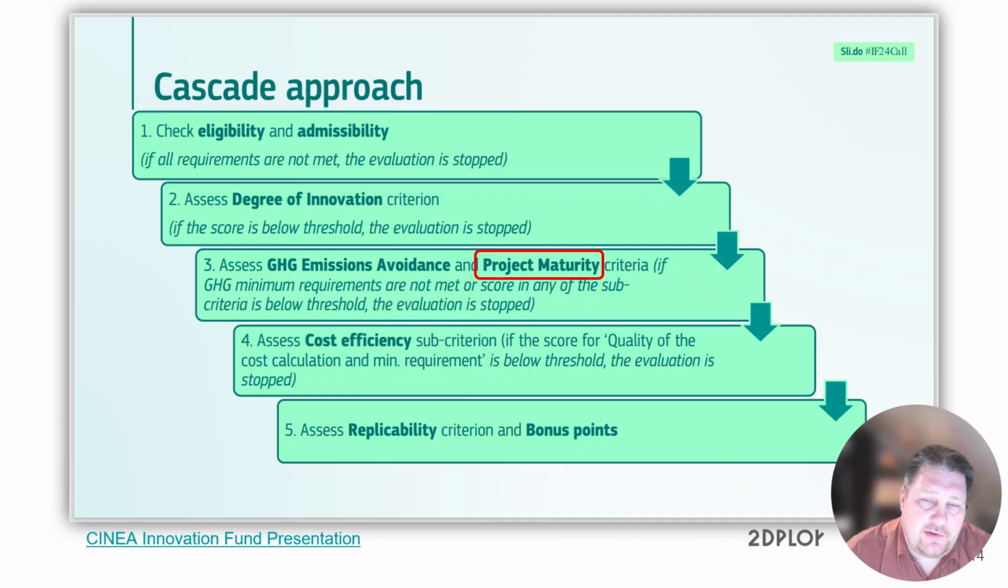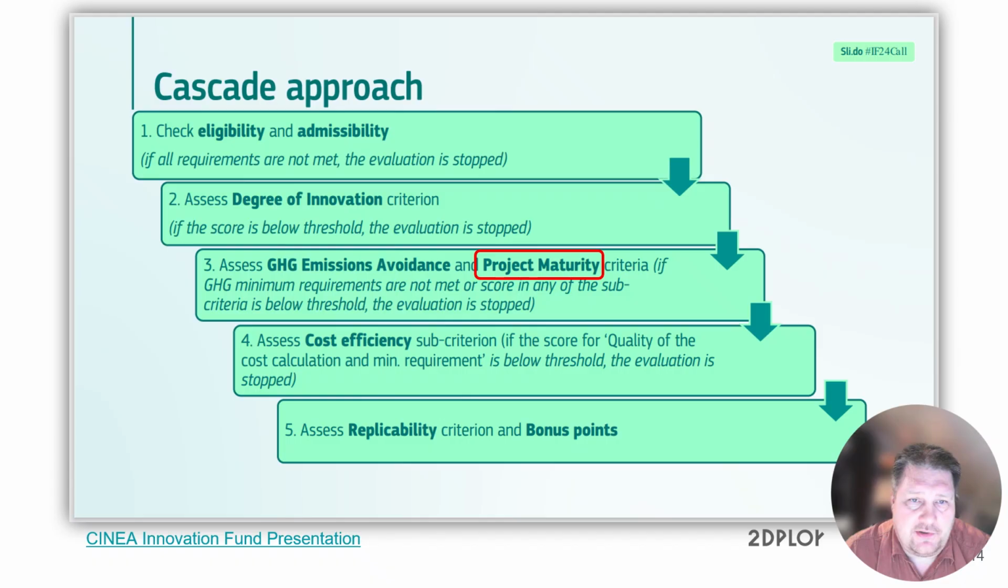Next, it's important that the greenhouse gas emission avoidance will be met. So you need to demonstrate a certain level of greenhouse gas avoidance. And at the same time, you need to demonstrate that your project is technically mature. This pushes your technology readiness level, the TRL, upwards to the higher end of the TRL scale.